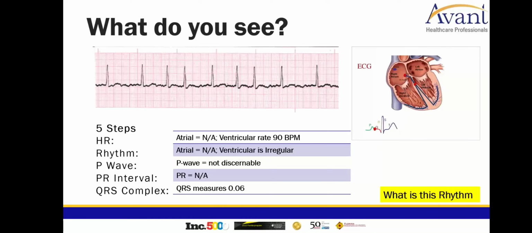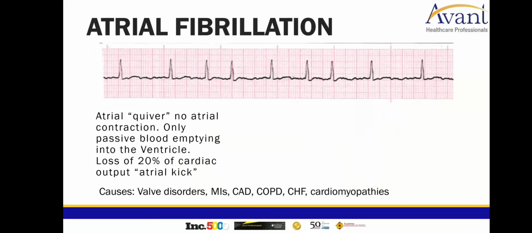And so instead of having a nice coordinated contraction of all the cells receiving the message at once, now you've got all these cells all over the place firing at different times. Instead of getting a nice coordinated contraction, we get atrial fibrillation, a quivering in the atrium. So instead of contracting, it's just moving around in a quiver.